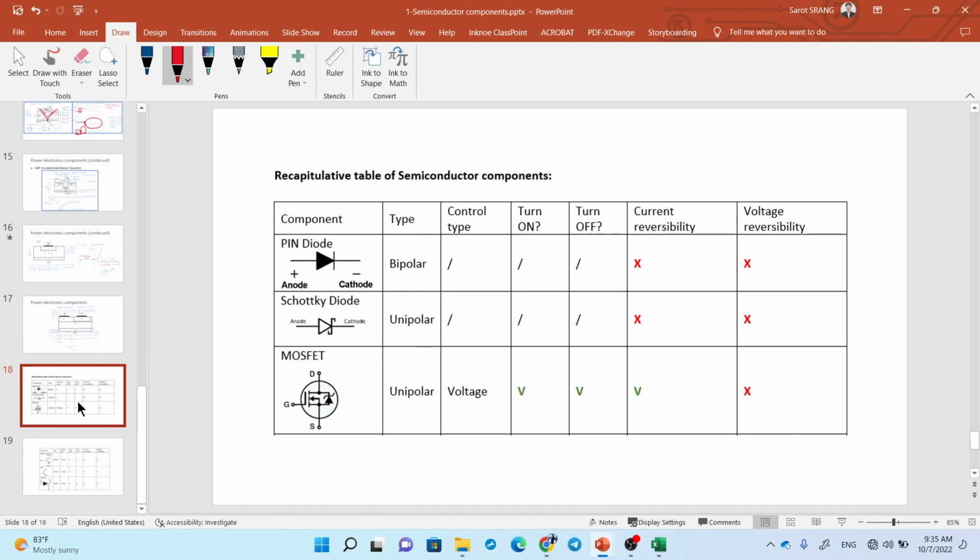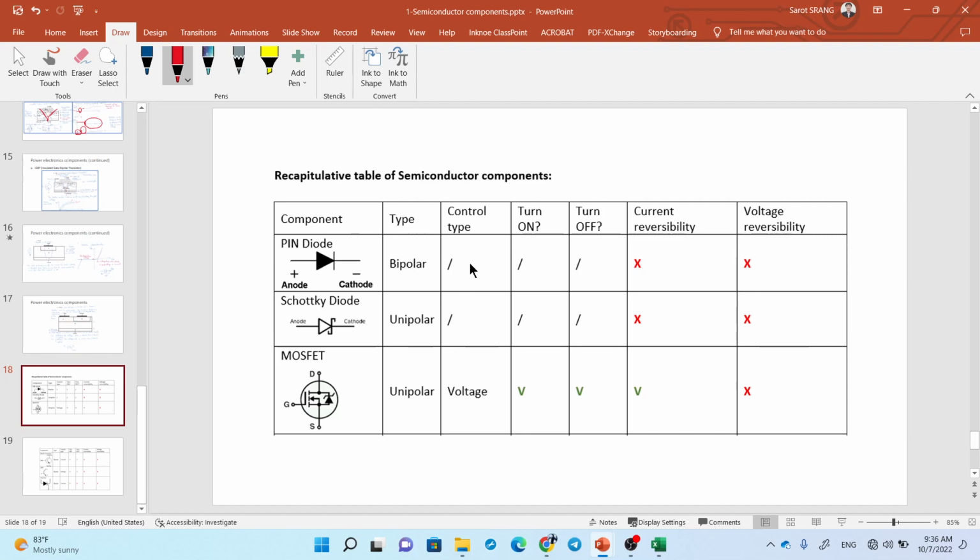And here is a table to summarize the schematic and some functionality of these components that I just explained. So the first one, diode, has a schematic like this. The type of conducting current is bipolar, because you have P type and N type, and you form the bridge for it to conduct current from P to N.